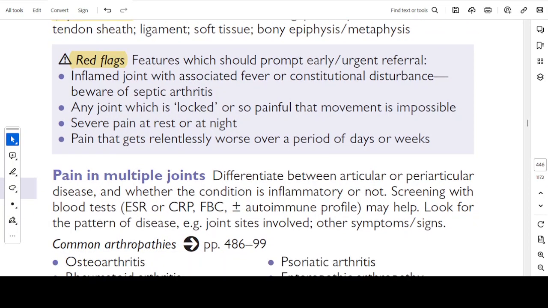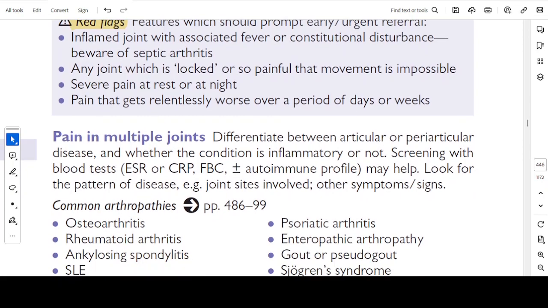Red flag signs in musculoskeletal disorders. Features which should prompt early or urgent referral: an inflamed joint with associated fever or constitutional disturbance. Beware of septic arthritis. Any joint which is locked or so painful that movement is impossible. Severe pain at rest or at night. Pain that gets relentlessly worse over a period of days or weeks.